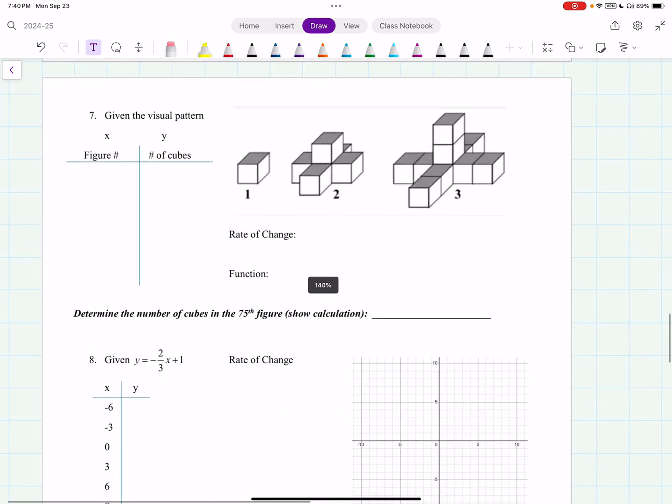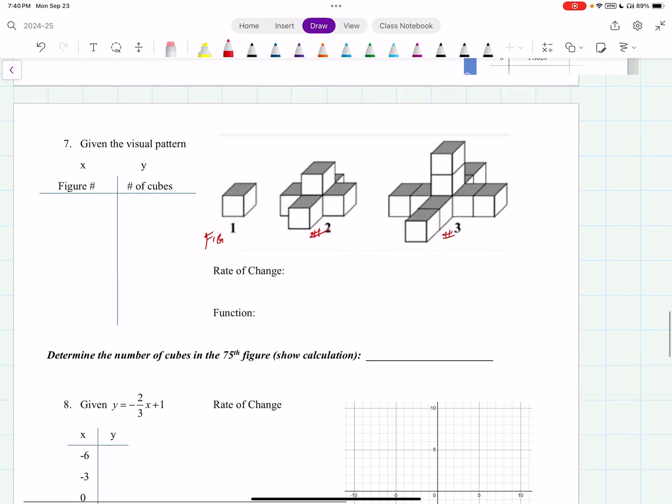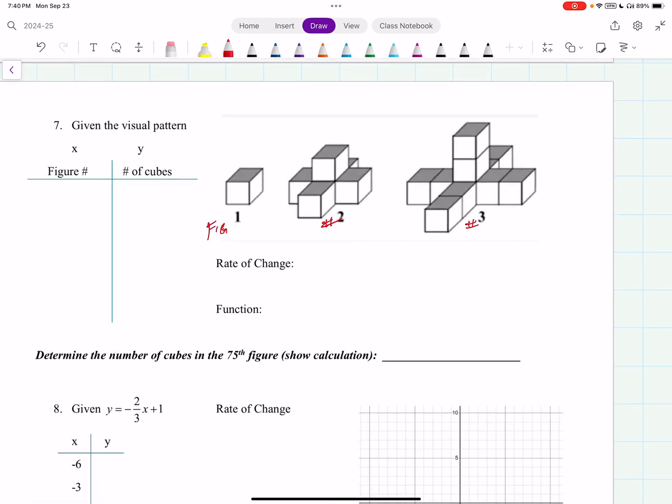So number 7. Again, I took all of these from our previous lesson. So we have our figures here: figure 1, figure 2, figure 3. Given this visual pattern, what's the rate of change in the number of cubes, and what's the function? Then here we want to determine the number of cubes in the 75th figure. So when x is 75, what's y? What is that?